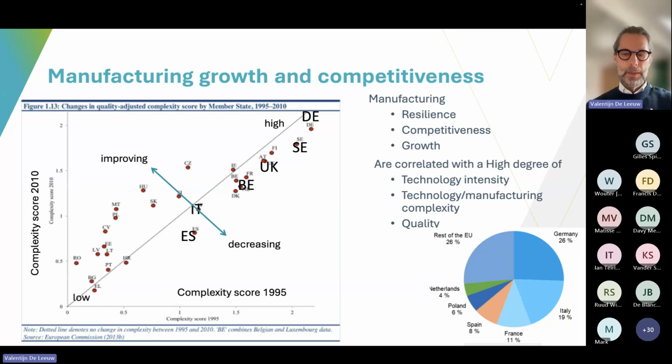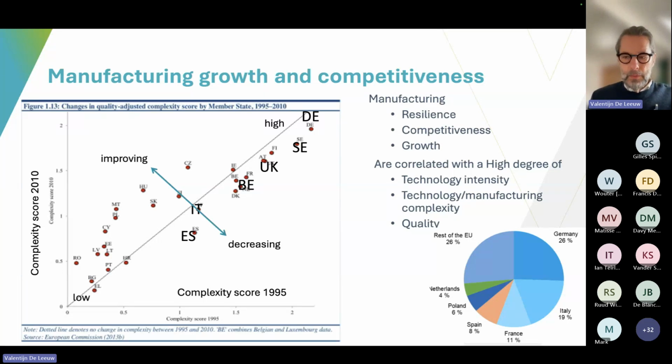Now, what is important about this is that this complexity and technology content is directly correlated with resilience and competitiveness and growth of the manufacturing industry. That is why it is important. So it makes our industry more competent, more competitive.